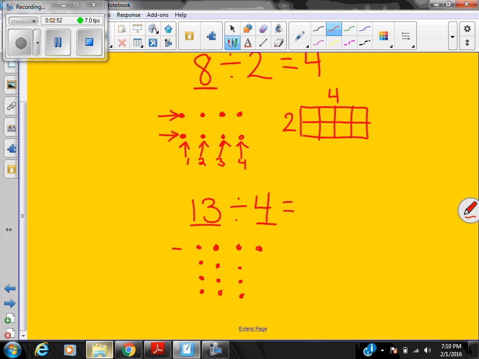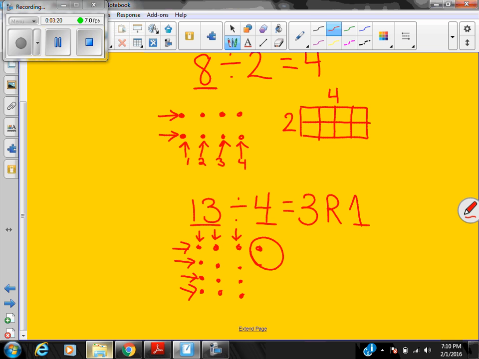When I look, I can see clearly that I have 4 equal rows with the same amount in them if I cut off this one. And then 3 columns that are all equal here. So I know that 13 divided by 4 gives me a quotient of 3 because there are 3 equal columns. But there is this one thing left over. So when you have that thing left over, that is your remainder.